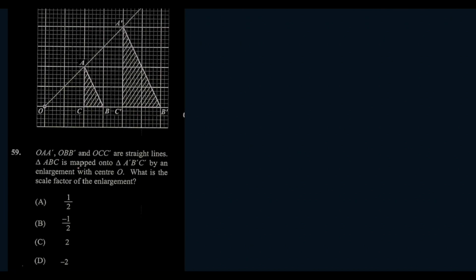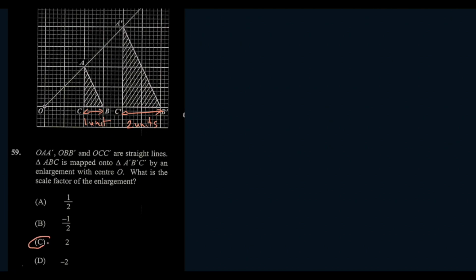Alright, so this one wants to know the scale factor of enlargement. It says ABC is mapped onto A prime, B prime, C prime by an enlargement. What is the scale factor of the enlargement? So we're going from here to here. This here is 1 box, so 1 unit. And then here to here is 2 units. Okay, so that means we double. So the scale factor doubled from 1 to 2.